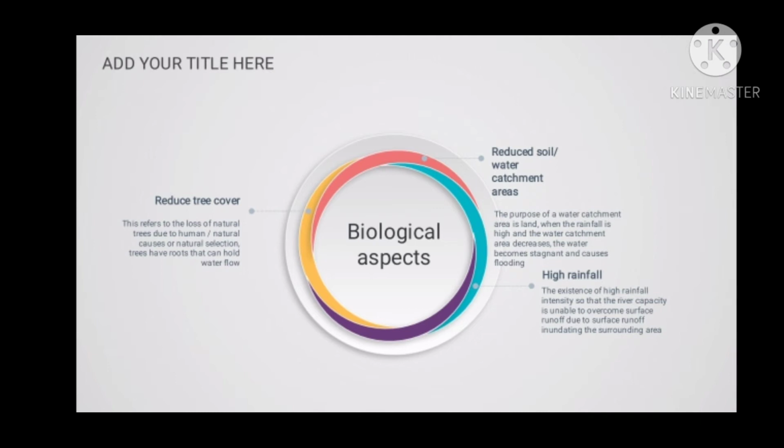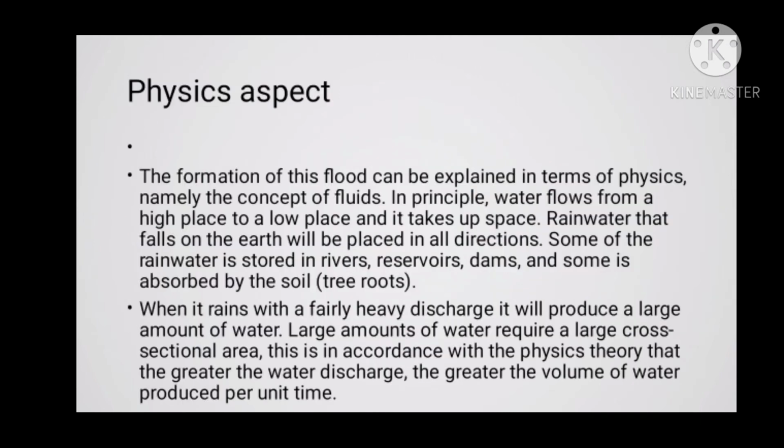And then, reduced tree cover. This refers to the loss of natural trees due to human or natural causes or natural selection. Trees have roots that can hold water flow. Okay, now I will explain the physical aspect, which is a geographical study that includes the physical elements of the geosphere, among others soil, water, climate, weather, and rock layers on Earth.